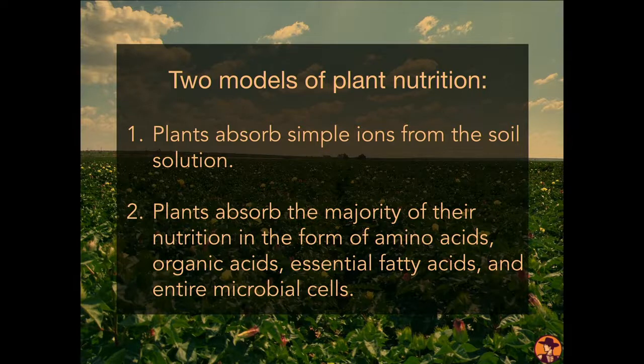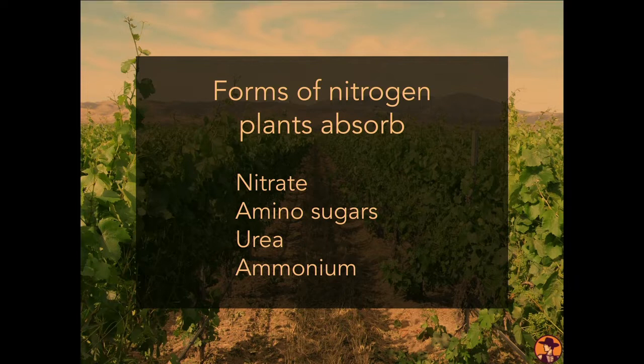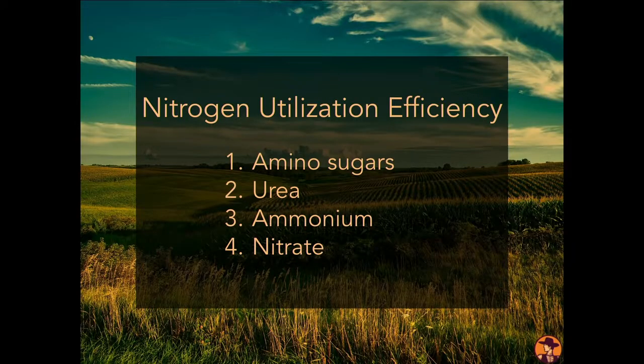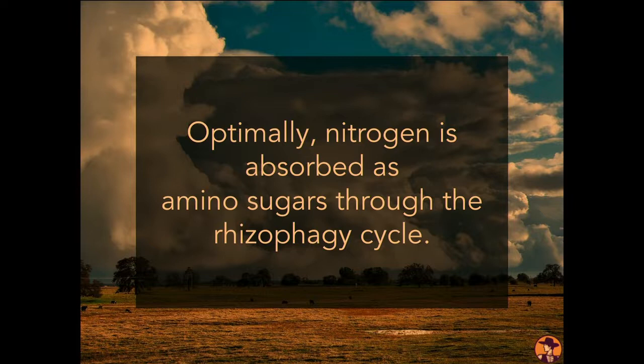I already spoke a bit at the beginning of my introduction about these 2 different models of plant nutrition. One is that plants absorb simple ions. The second is in the form of microbial cells and microbial metabolites. I spoke about nitrogen management, nitrogen utilization efficiency. Then the optimal is for nitrogen absorbed as amino sugars through the rhizophagy cycle. Now, what is the rhizophagy cycle? How many of you have heard of the rhizophagy cycle? All right, quite a number of you have.